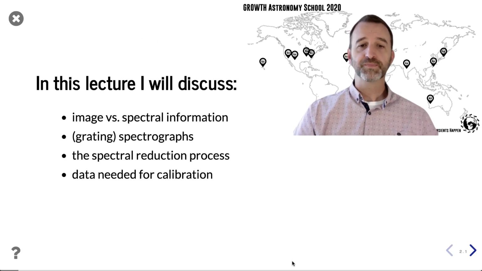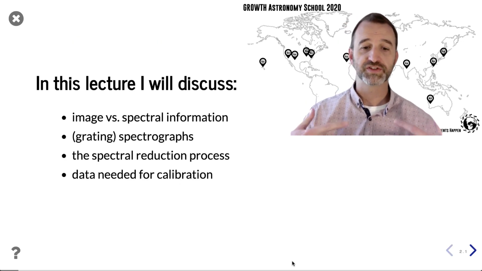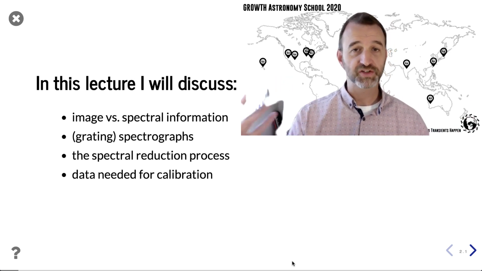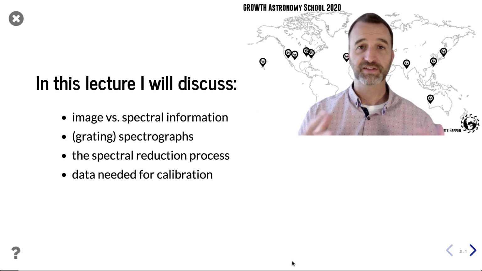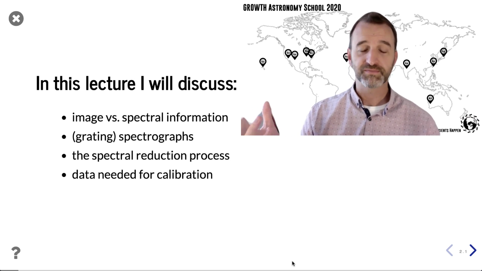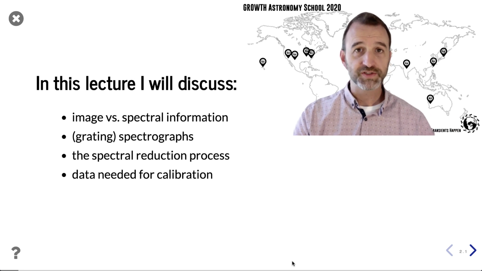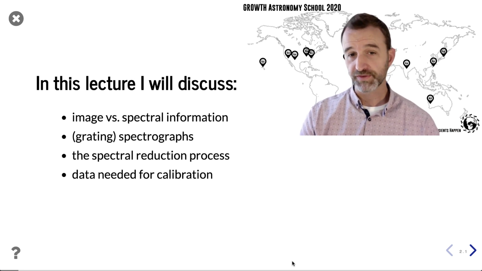So in this lecture, I'm going to start off by just describing the differences between imaging data, photometry, and spectroscopy. There's actually a lot of similarities between the two. They're very much the same thing, but there are some practical differences between the two. So I'm going to focus on those differences.